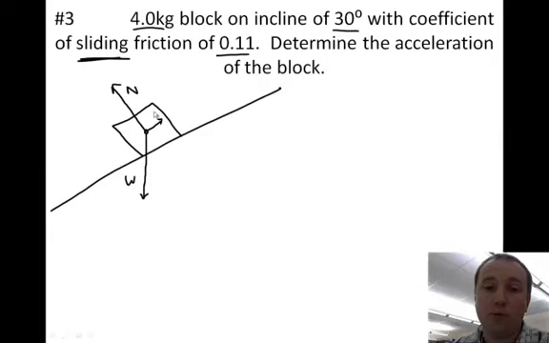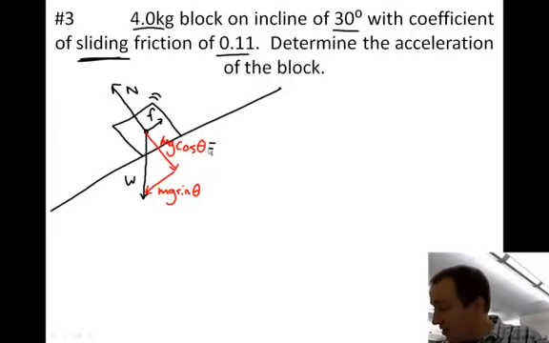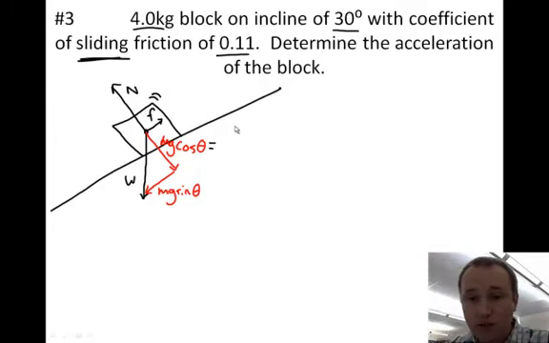And I have my friction going up the ramp, because if it's sliding down the ramp, I have to have friction going up. Now, whenever I have my weight force on an incline, I break it into its components. My two components are mg cosine theta and mg sine theta. Once I know those two values, I'm going to need to calculate them at some point. So mg cosine theta, I plug in my values and I get 34.64. I do mg sine theta and I get 20 newtons.